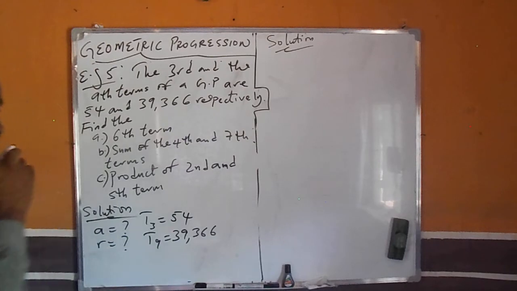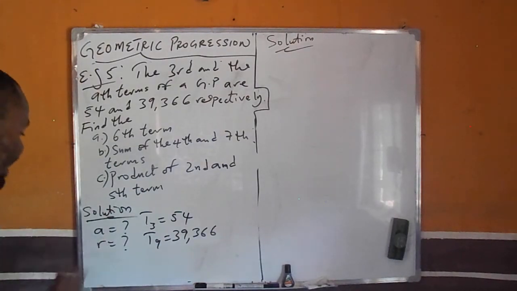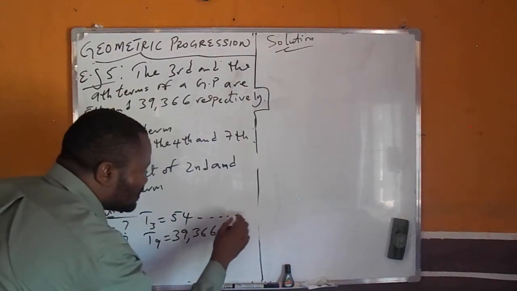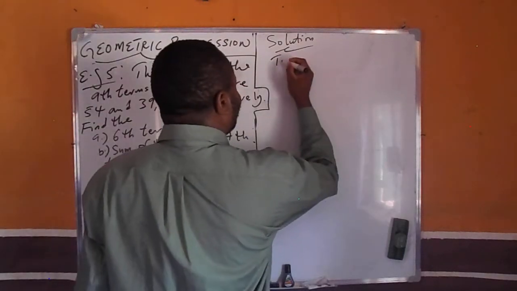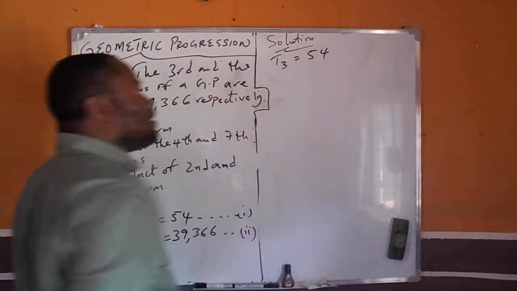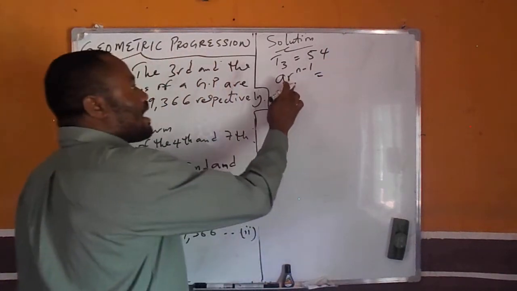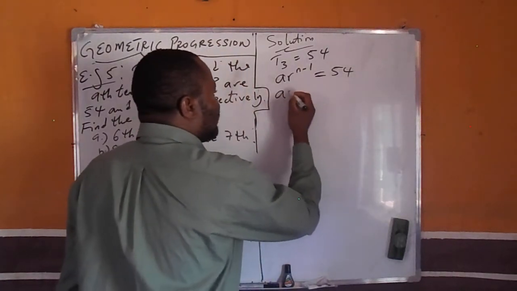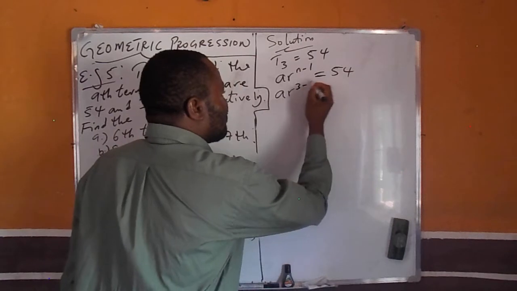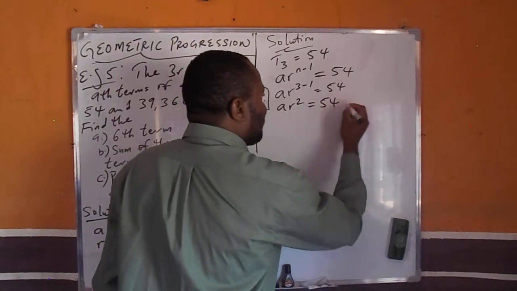With this, let's first solve for our A and common ratio. If we can get our A and common ratio, then we can proceed. Assuming we take this to be our equation 1, this will lead to our equation 2. T3 equals 54 will give us A R raised to power n minus 1 equals 54. So A R, 3 minus 1, 2, equals 54.